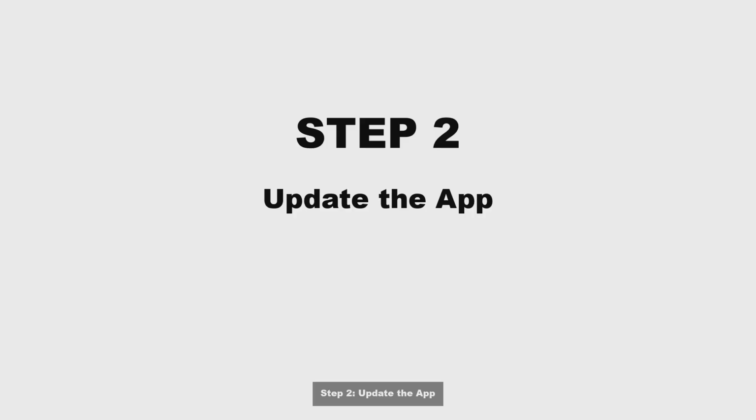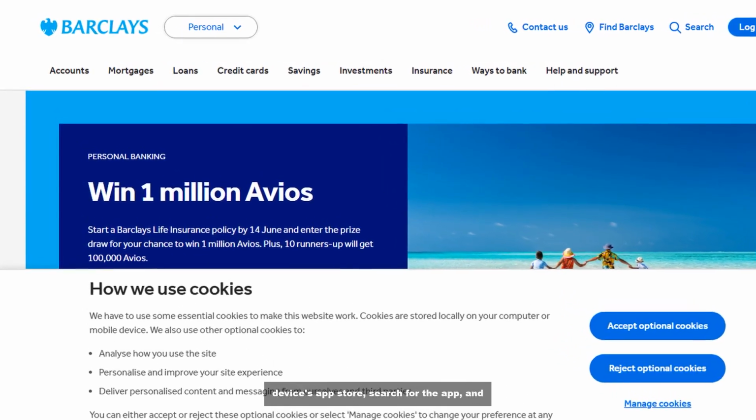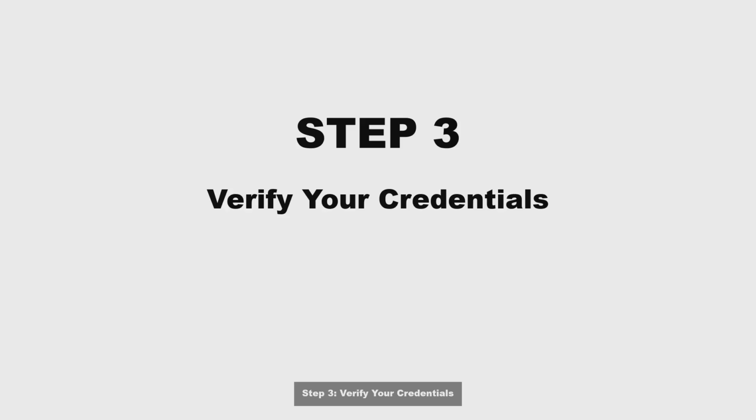Step 2. Update the app. Make sure you have the latest version of the Barclays mobile banking app. Go to your device's app store, search for the app, and update it if necessary. Step 3. Verify your credentials.